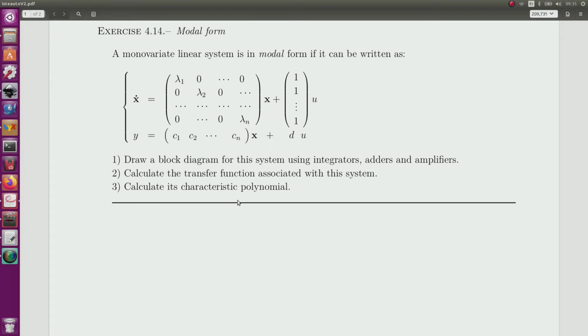Modal form. We consider this linear system where the evolution matrix is diagonal, where I have ones everywhere on the control matrix, and the coefficients on the observation matrix are all independent, and I have also a direct term D. I have to draw a block diagram for this system using integrators, adders, and amplifiers. Then I will have to compute the transfer function of this system and the characteristic polynomial.